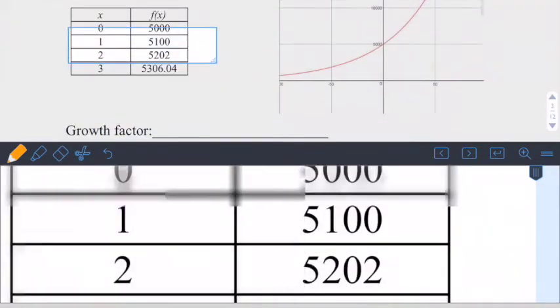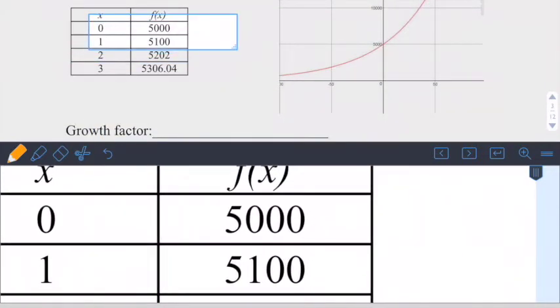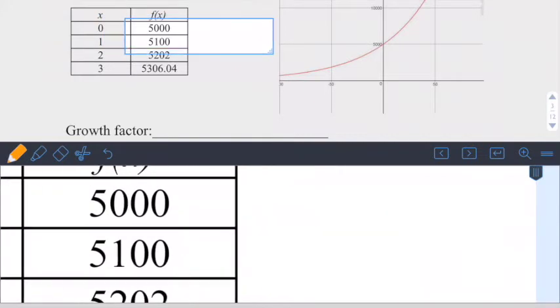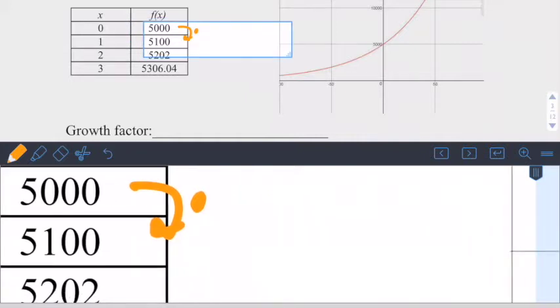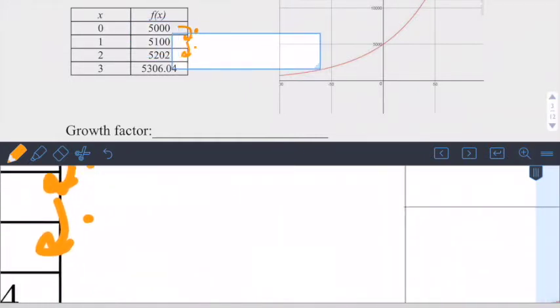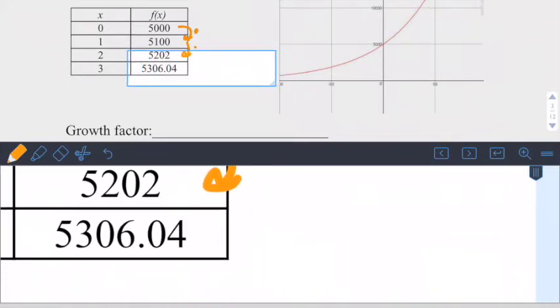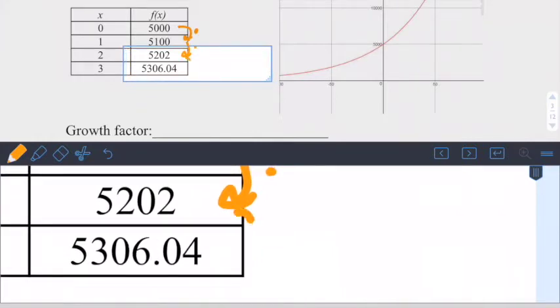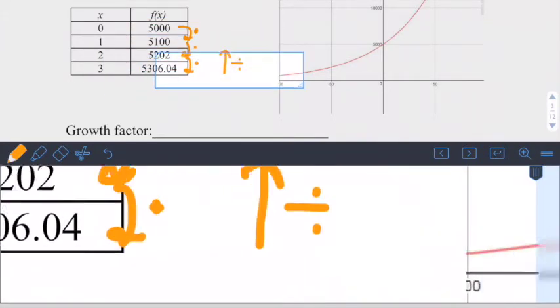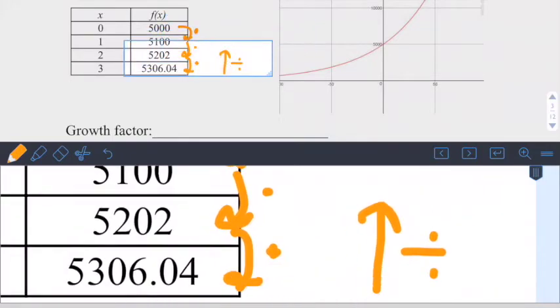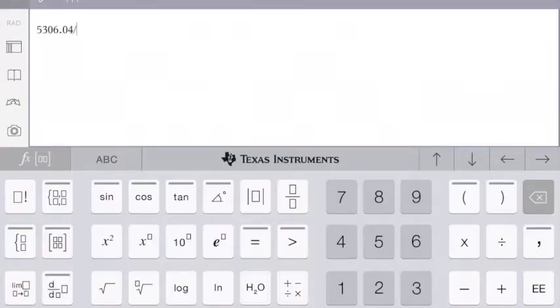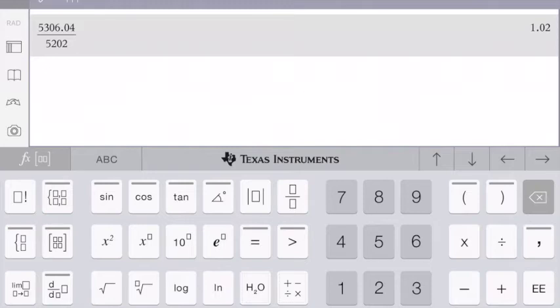To find it in the table, we need to figure out what we're multiplying by. So what are we multiplying by to get to the second row? Well, we could find that from division. So I'm going to take my values, 5,306.04, and I'm going to divide it to go backwards, right? If we multiply to go down our table, we divide to go back up our table. So 1.02. I could do that with any of those values.